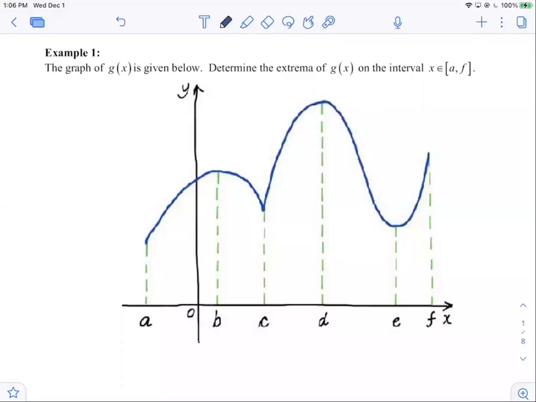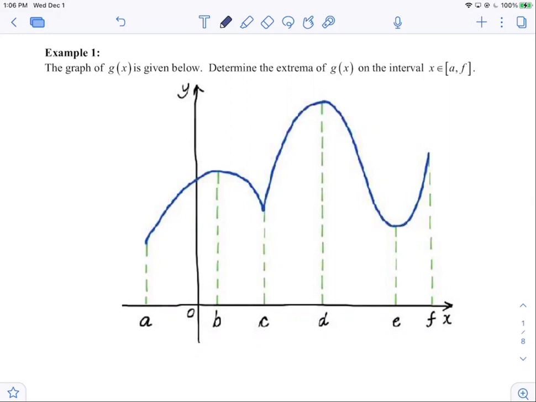Okay, so if we look at example one, this is one of those getting our toes, just testing the waters kind of thing. It's always easy to do stuff graphically, but eventually we're going to be able to find everything that we're doing graphically just from the equation.